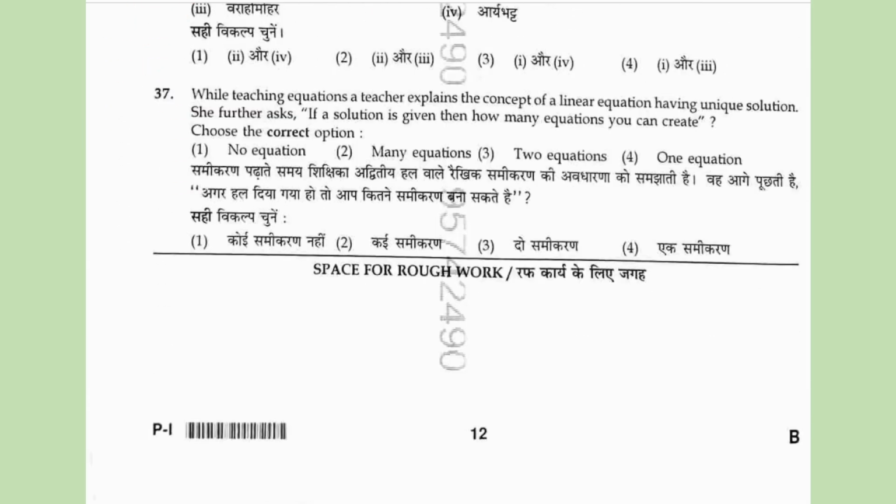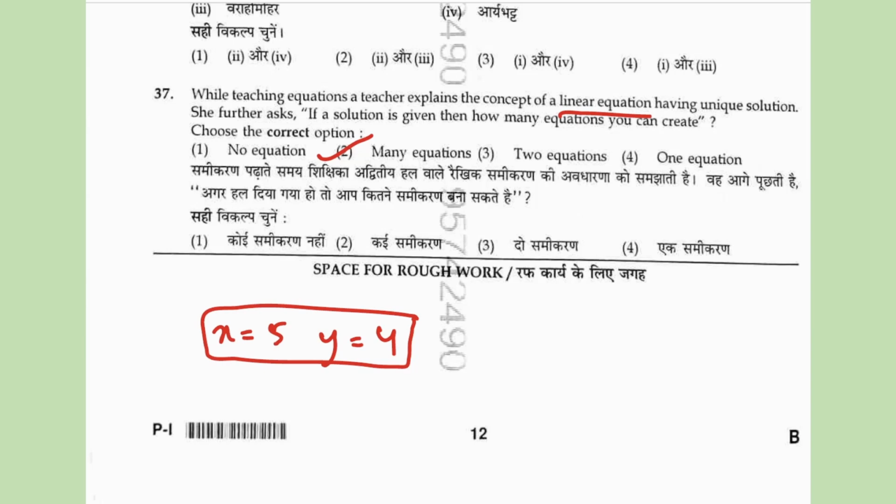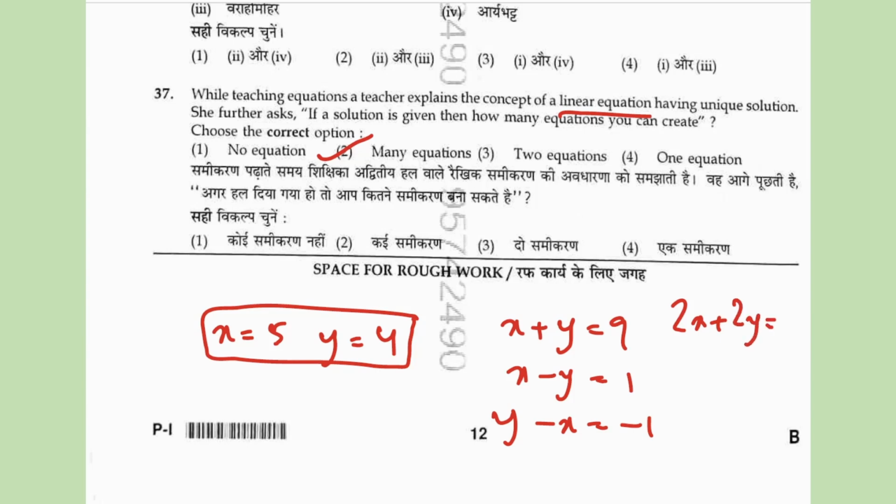While teaching equations, a teacher explains the concept of linear equations. Linear equations are equations like x plus y is equal to something, x plus y plus z. So they will always have a unique solution. If a solution is given, how many equations can you make? You can make many equations. For example, if x is 5 and y is 4, and I give you this solution, how many equations can you make? You can make many equations. You can place x plus y is equal to 9. You can make x minus y is equal to 1. You can make y minus x is equal to minus 1. You can do 2x plus 2y. You can make a whole lot of equations where you will get the same answer. So you can make many equations.